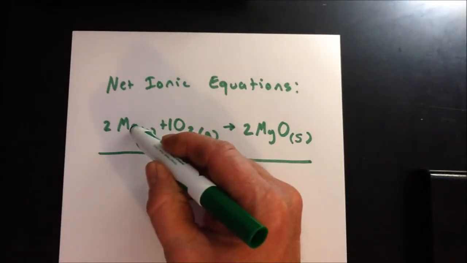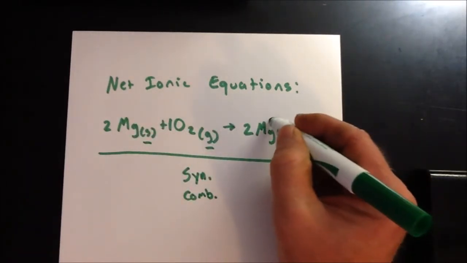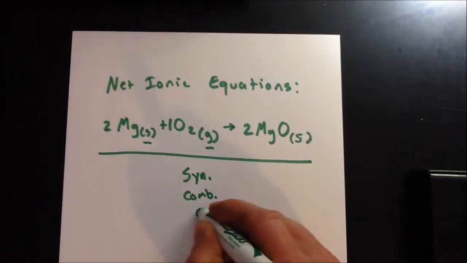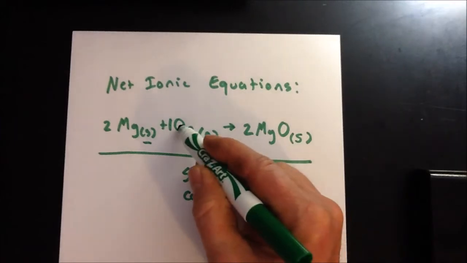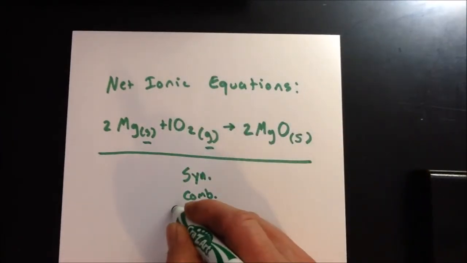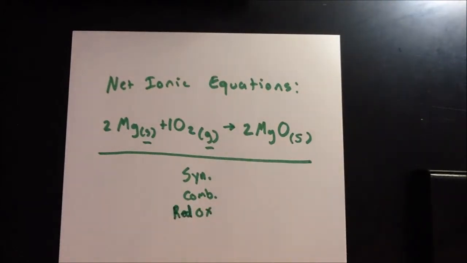If we take a look, magnesium went from a 0 charge to magnesium over here, 2+ charge on that side. So the magnesium was oxidized. Oxygen, on the other hand, went from no charge in O2 gas to a -2, so it was reduced. So this is a redox reaction as well. So there's really 3 classifications.